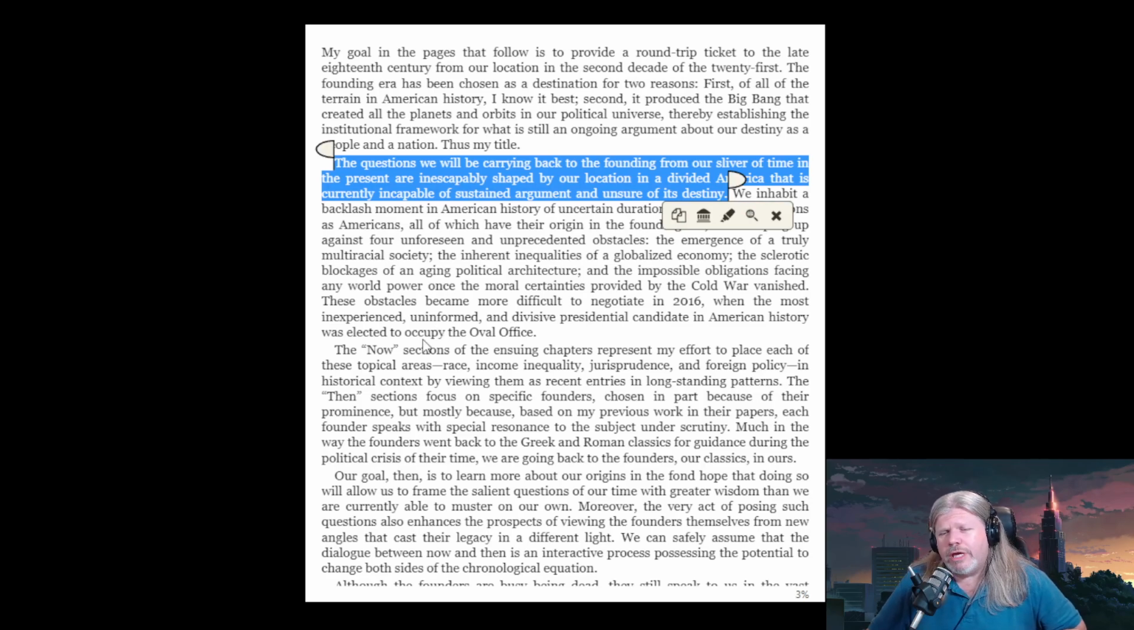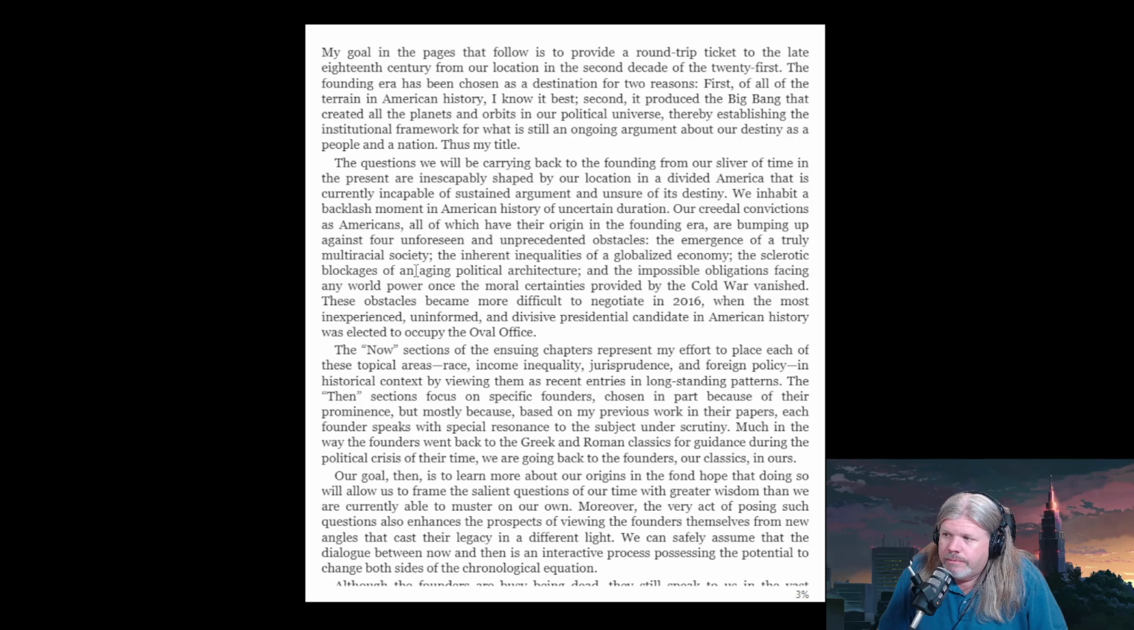Do you think that's true? Are we incapable of sustained argument? I mean, as somebody who's a student of argument, I can say there's lots of reasons for that. But he's saying part of it is that maybe the words from the past will create a more sustainable argument and a clearer destiny.